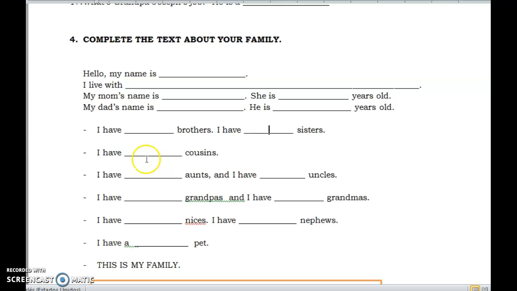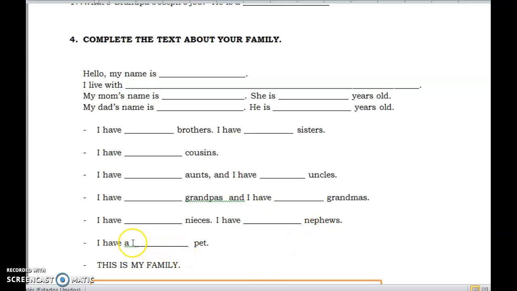I have cousins, tengo primos, ¿cuántos primos escribes el número? Preferiría que fueran en letra, si tengo 10 primos, I have 10 cousins, okay? I have aunts, I have 4 aunts, for example, tengo 4 tías, I have uncles, I have grandpas, I have grandmas, I have nieces, excuse me, sobrinas, okay, número de sobrinas. Si no tienes sobrinas, I have 0 nieces, okay. I have nephews, sobrinos, ¿cuántos sobrinos?